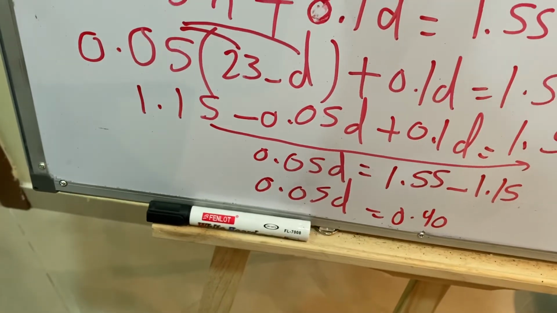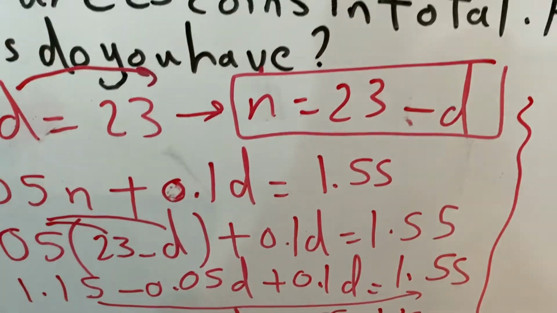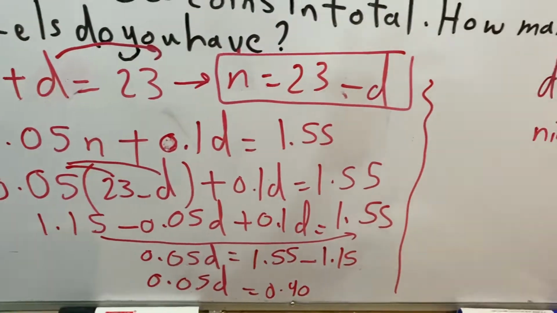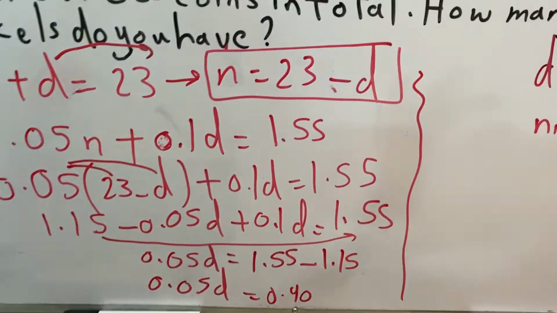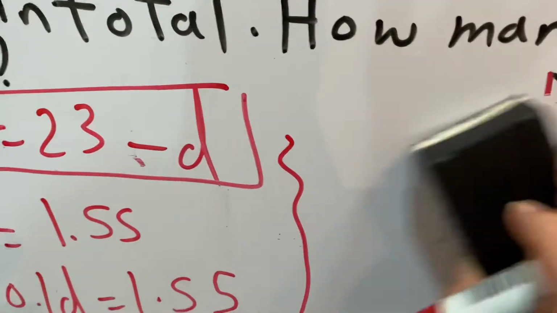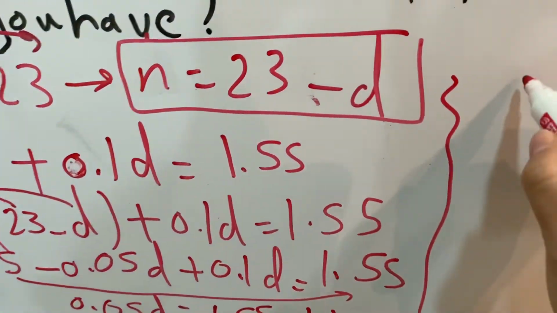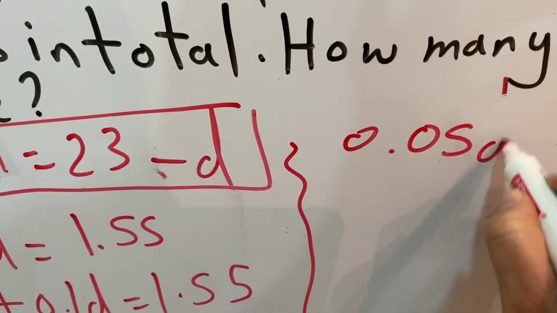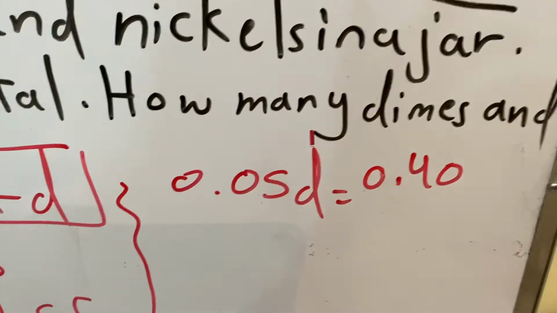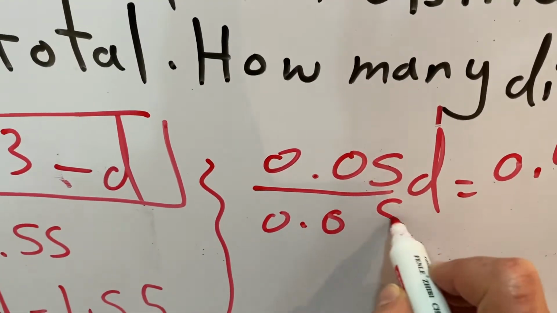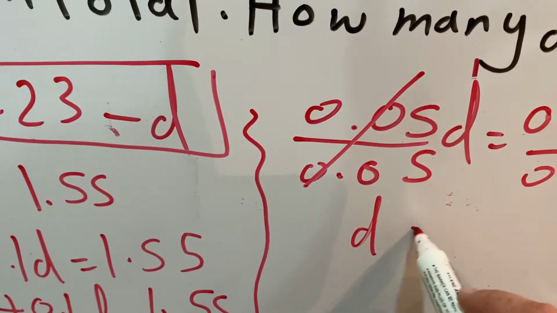Okay, now I have to isolate D. If I need to isolate D, I should divide both sides by 0.05. So I have 0.05D equals 0.40. Then I divide both sides by 0.05. Now this will cancel, so D equals 0.40 over 0.05.